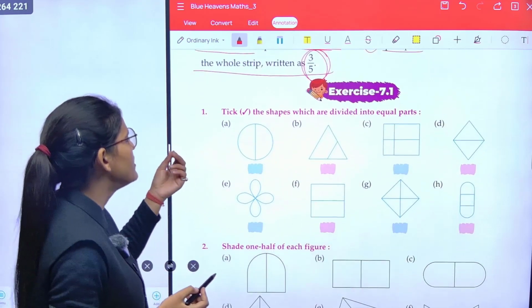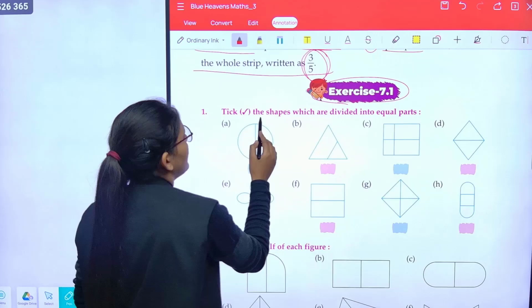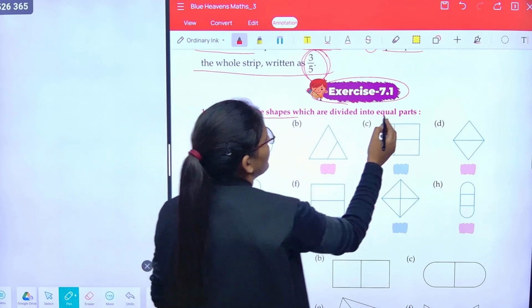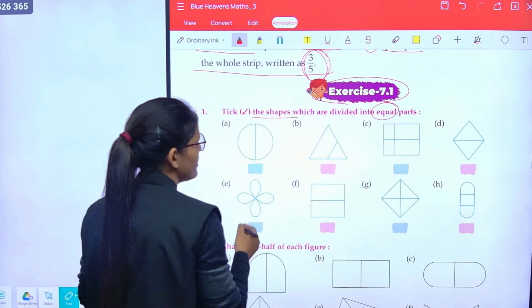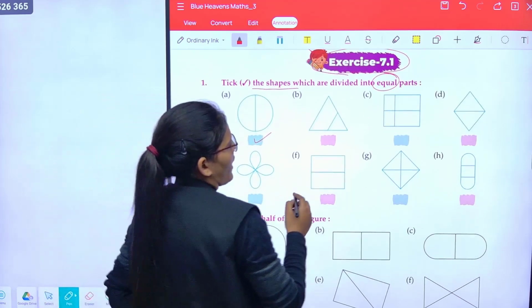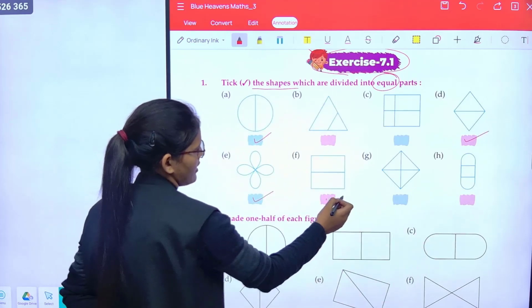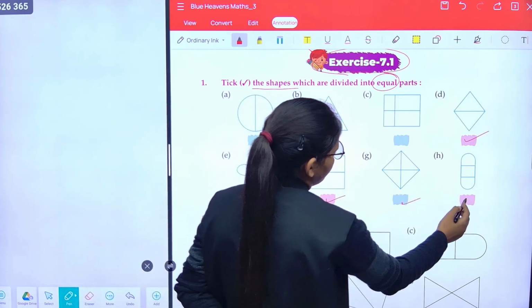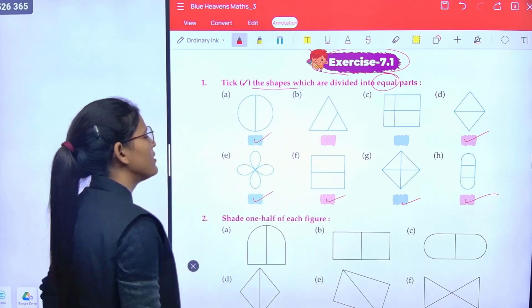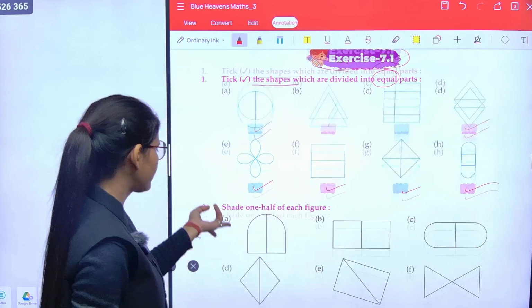Understood? Now students, come to exercise 7.1. Take the figures which are divided into equal parts. Understood class? It is divided into equal parts. Yes, this is also. These are divided into equal parts.